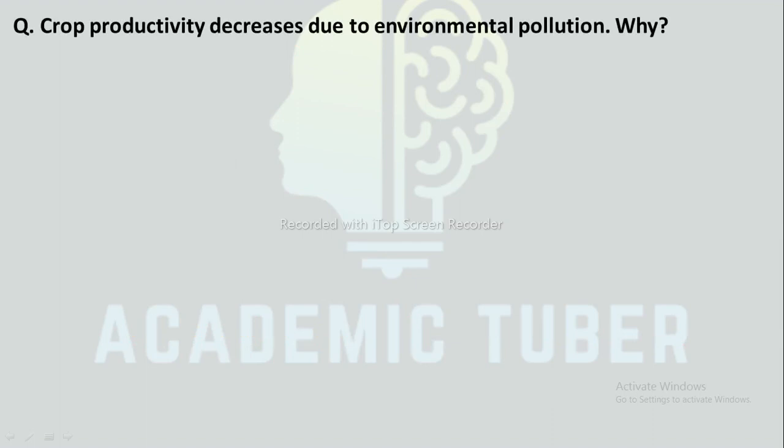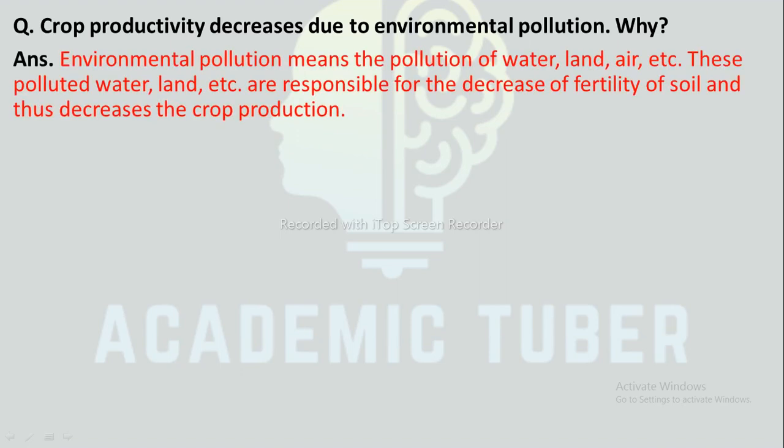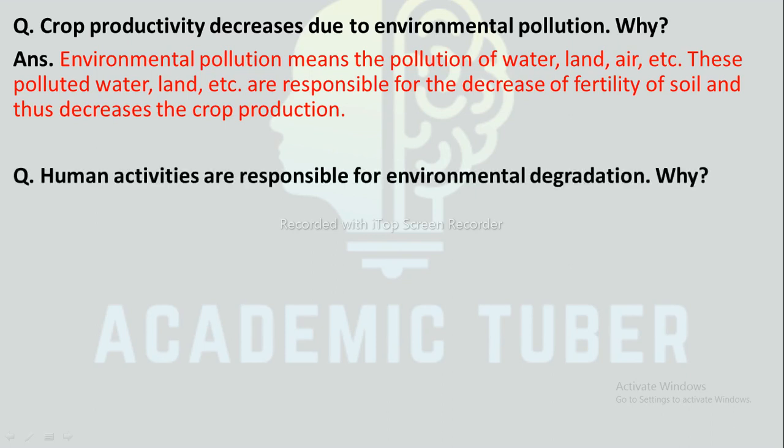Now we are going to discuss some of the reasoning questions from this unit. Crop productivity decreases due to environmental pollution. Why? Environmental pollution means the pollution of land, water, air, etc. These polluted water, land, etc. are responsible for the decrease of fertility of soil and thus decreases the crop production.